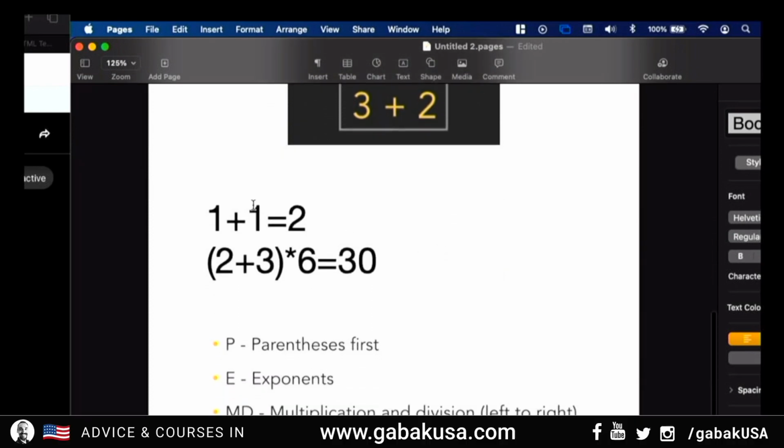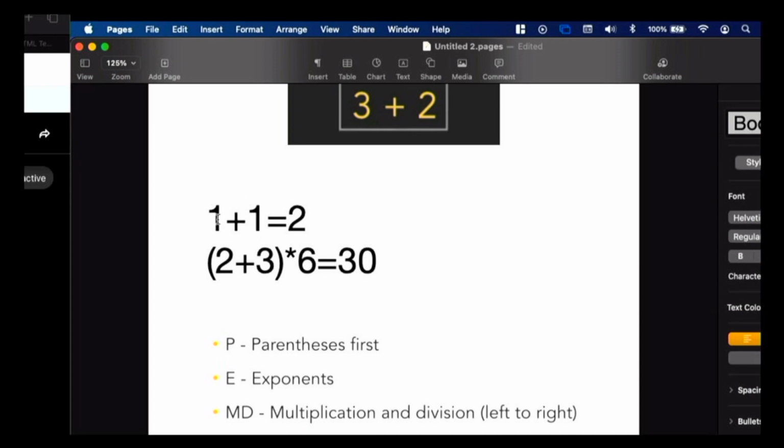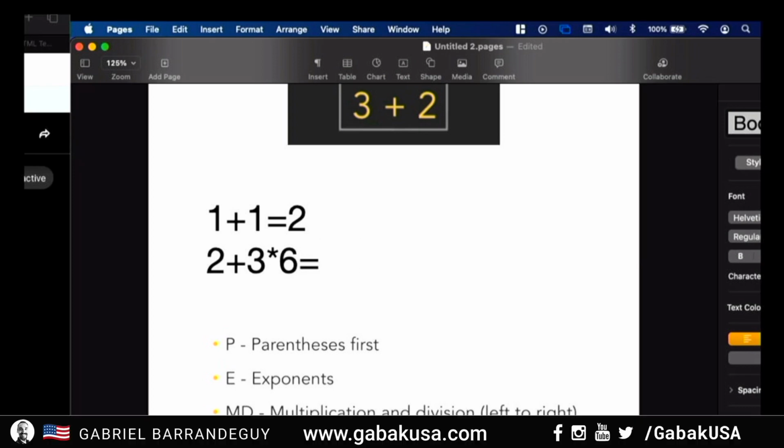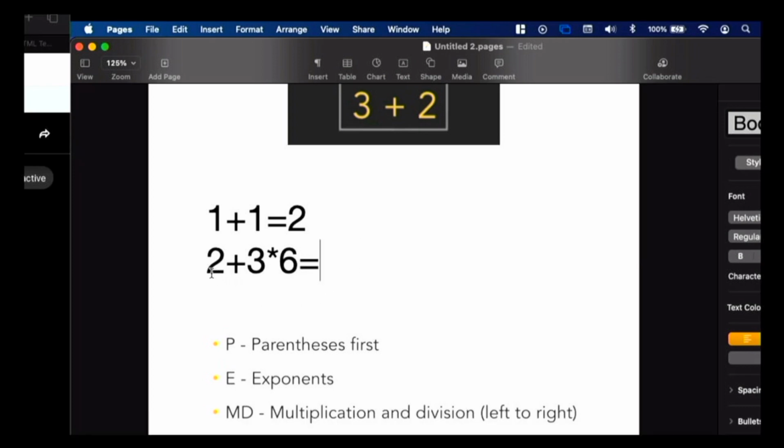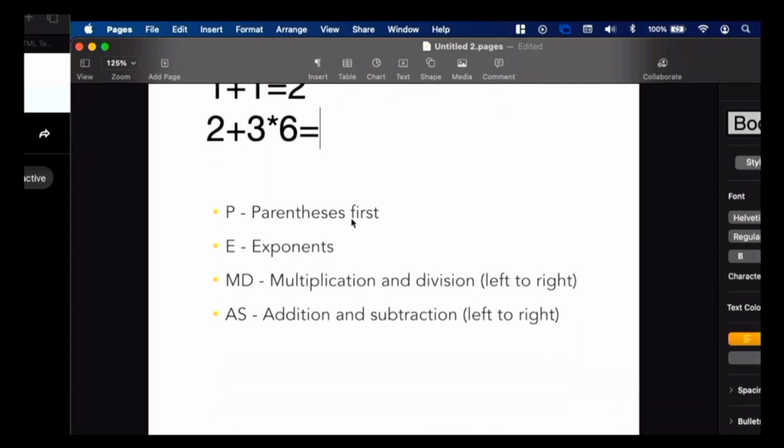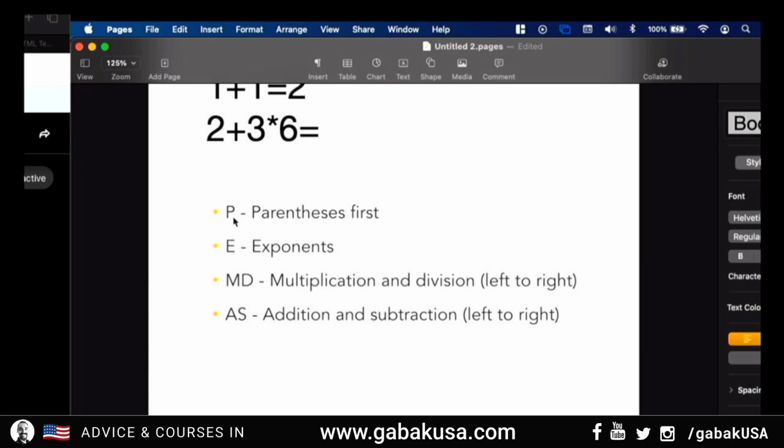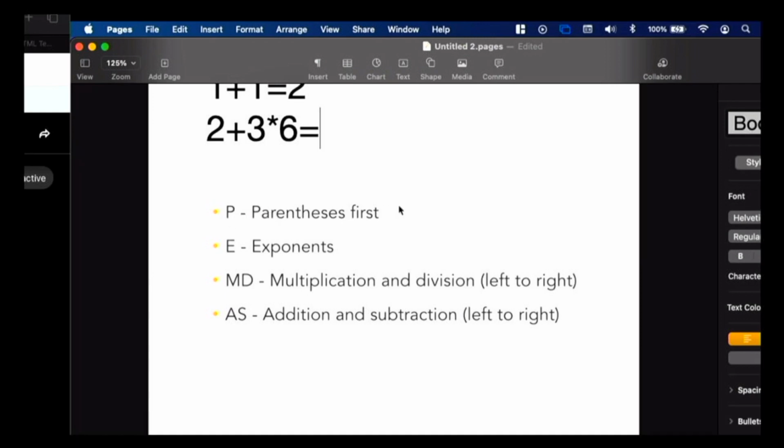Here I have another example. If you do 1 plus 1, it will be 2. But here I'm going to show you something very important. I'm going to remove this so that you can see. Many people will think, okay, this is 30, but indeed it is 20. I'm going to explain why. These are the rules in programming, and in math it is the same. The parentheses are first, then the exponents, then multiplication and division from left to right, and then addition and subtraction from left to right.